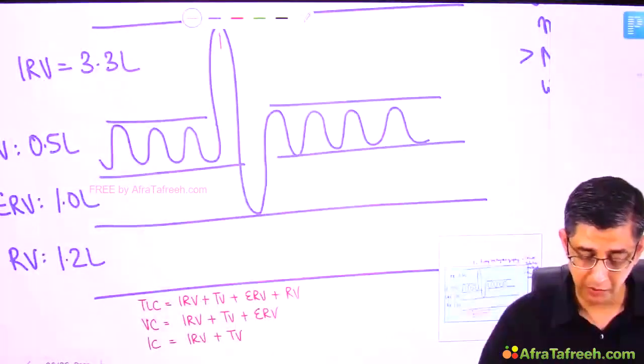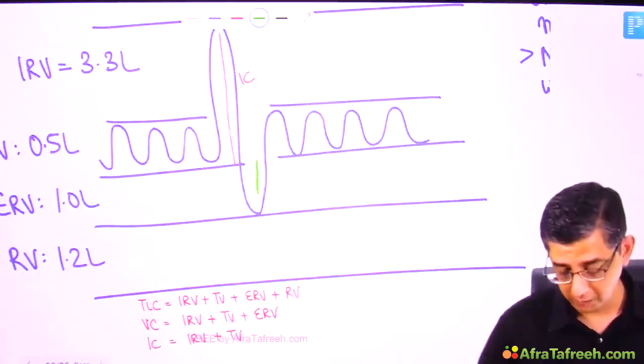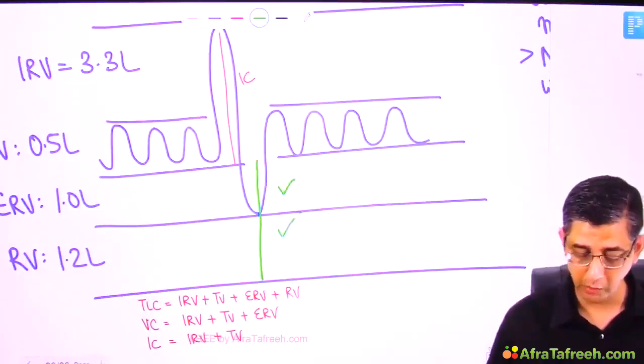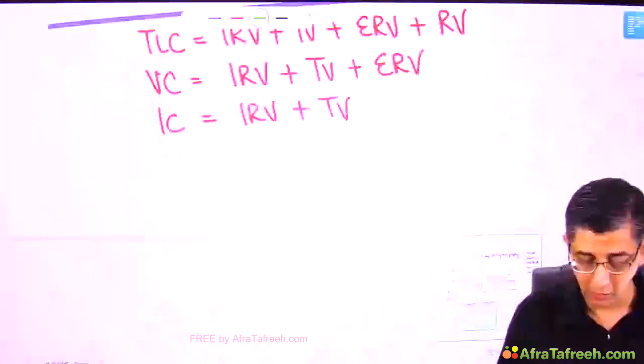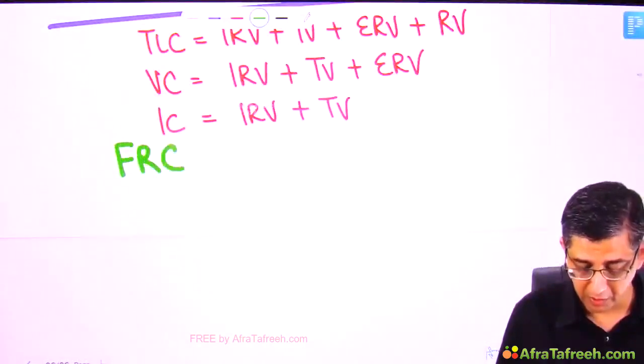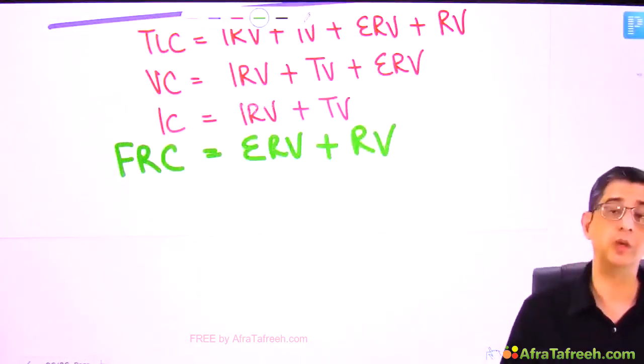This is what I'm saying, guys. If you add the top two, it is going to be inspiratory capacity, and the one that I'm marking in green color now, you have added the bottom two parameters. If you add the bottom two parameters, then it's going to be called FRC, functional residual capacity. It is a sum of expiratory reserve volume and the residual volume.